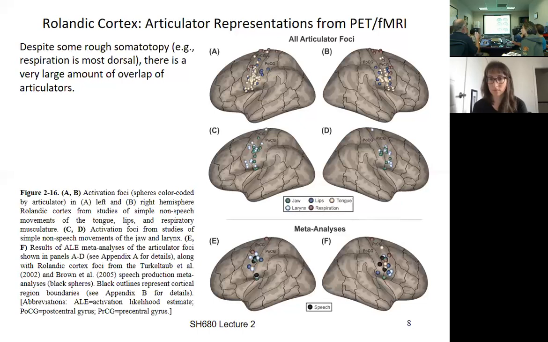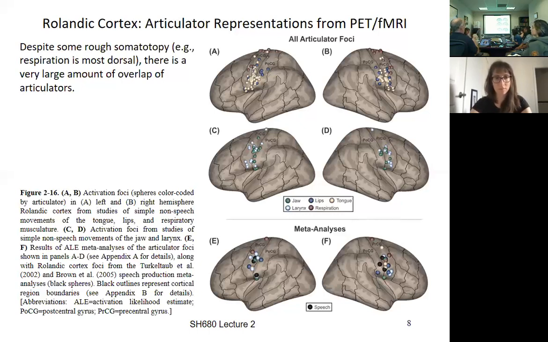Very roughly, you can say that the larynx in this part is more superior than the jaw. The jaw is more ventral. The tongue is pretty ventral as well. The lips are a little bit above and behind it, but there's still a ton of overlap in them. And so it's a mirage to think of it as a very strict hierarchy of location along the motor cortex, even though a lot of people talk about it that way.